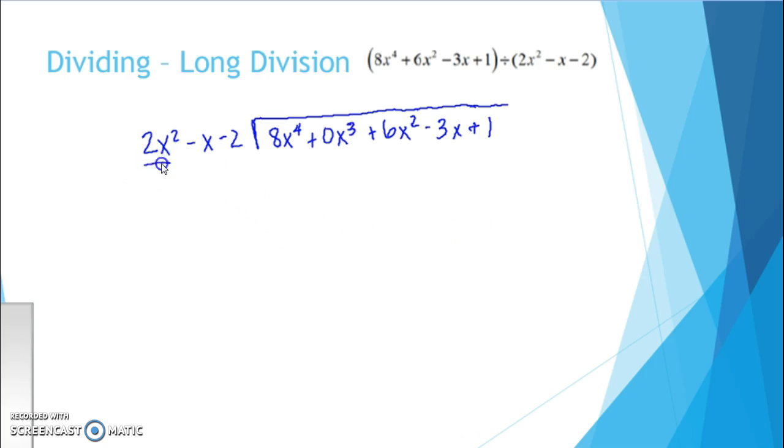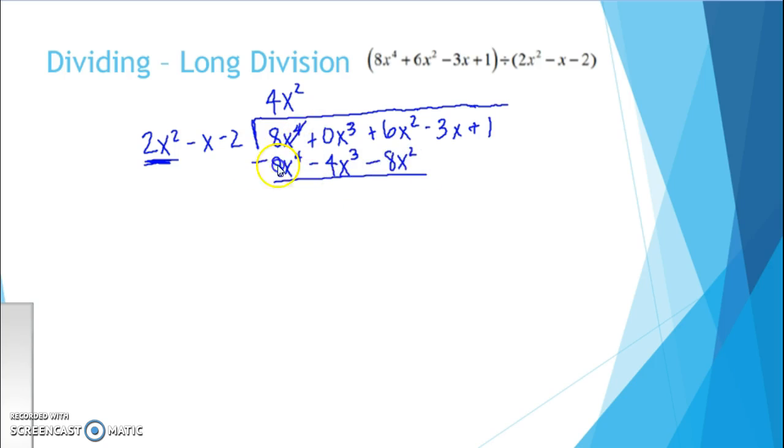And the same thing, I'm going to use this number out front to start. So 2x squared, I'm going to have to multiply that by 4 to get the 8. And then x squared times x squared will give me x to the 4th. So you have 4x squared. Okay, 2x squared times 4x squared is going to give me that 8x to the 4th. Negative x times 4x squared is negative 4x cubed. Negative 2 times 4x squared is negative 8x squared.